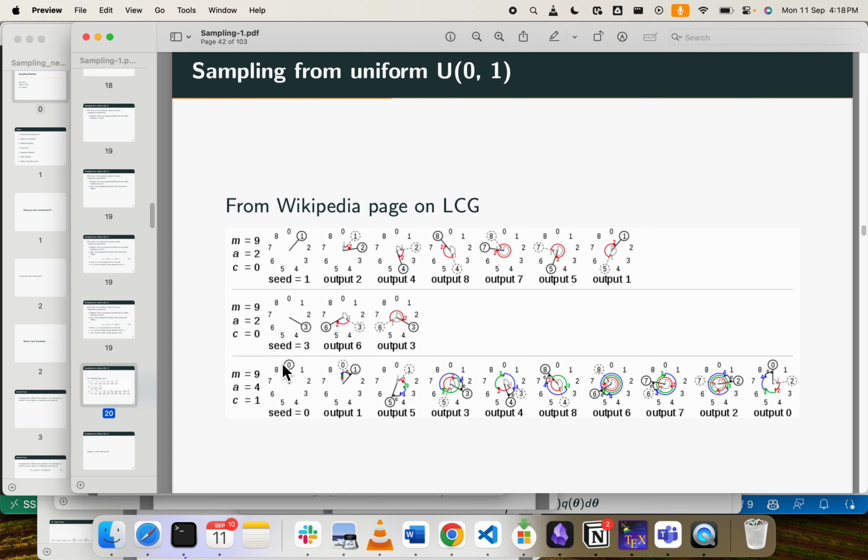So this was generating between 0 and 1. How can we generate samples from uniform A to B? What do we need to do?